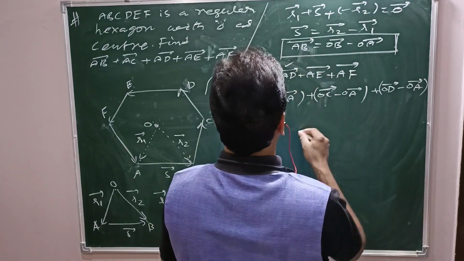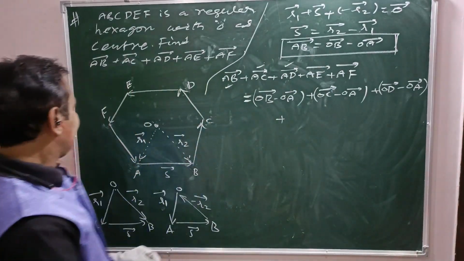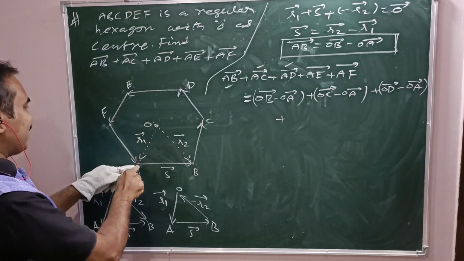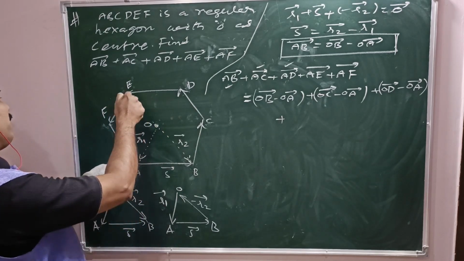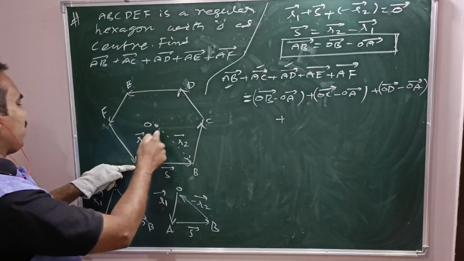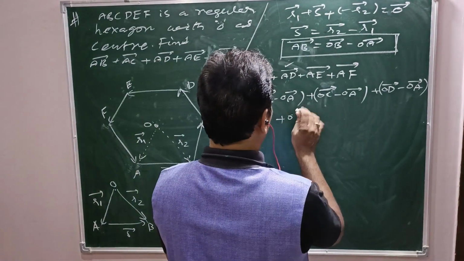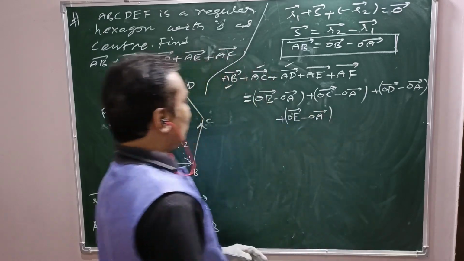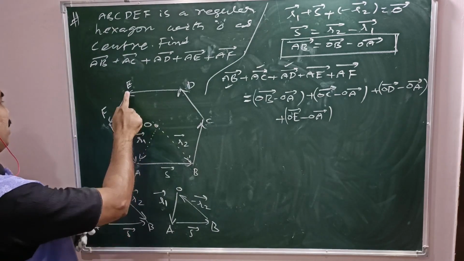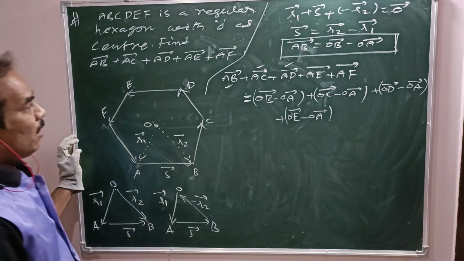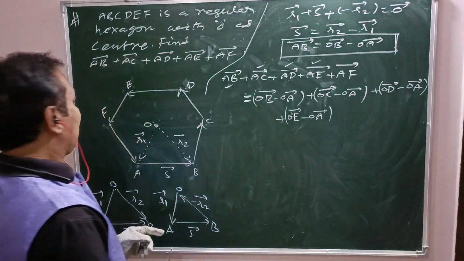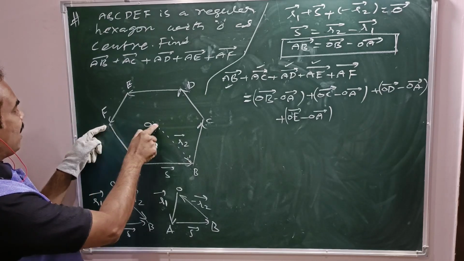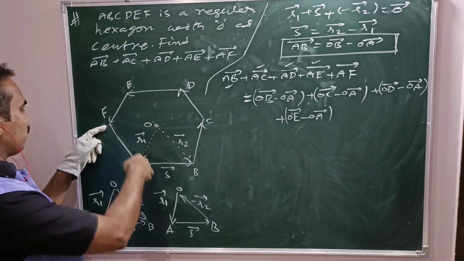Plus AE bar. What is AE bar? A is somewhere here, E is somewhere here. A means initial, E means final. So final position vector minus initial position vector, that is OE minus OA. Right? Now AE bar is also done. We are left with AF bar. What is AF bar? A means initial, F means final. So final minus initial, that is OF minus OA.